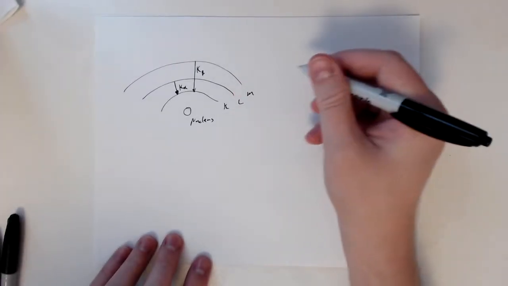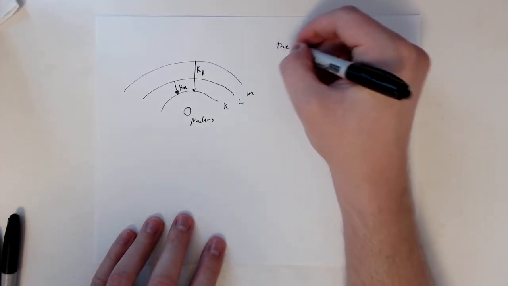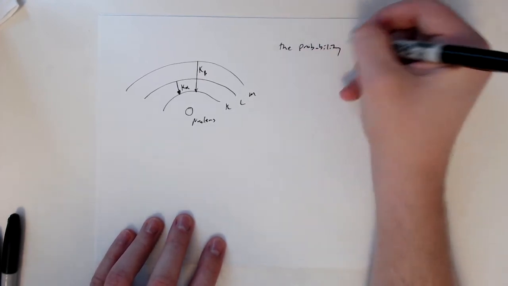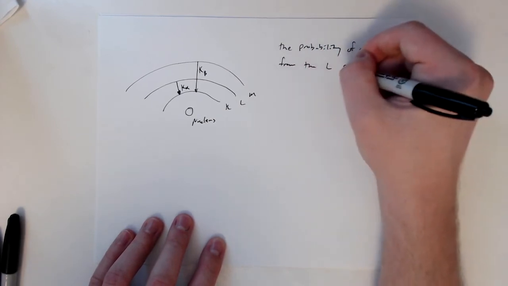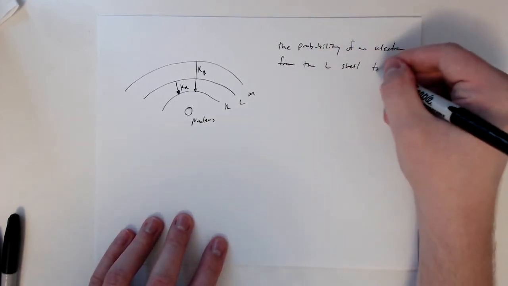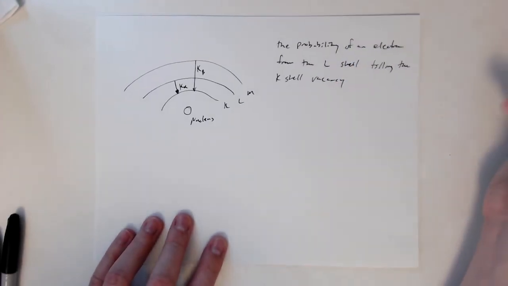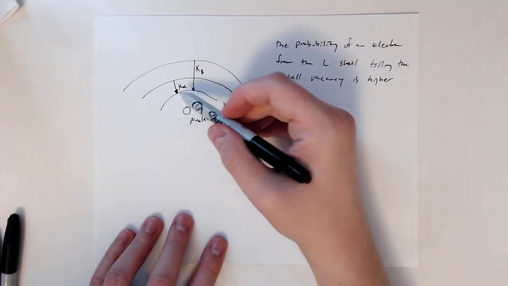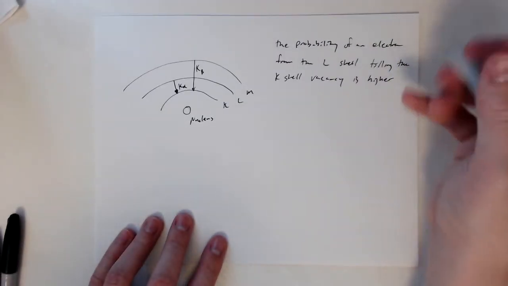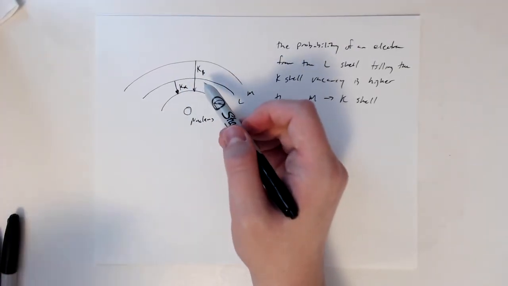So these are typical characteristic X-rays that you'll see. A couple other things to mention here. When we're talking about these, the probability of an electron from the L shell filling that vacancy that we talked about in the K shell is higher. So the probability is higher of this L to K than it is for the M to K shell. Basically the probability here is higher than the probability here.